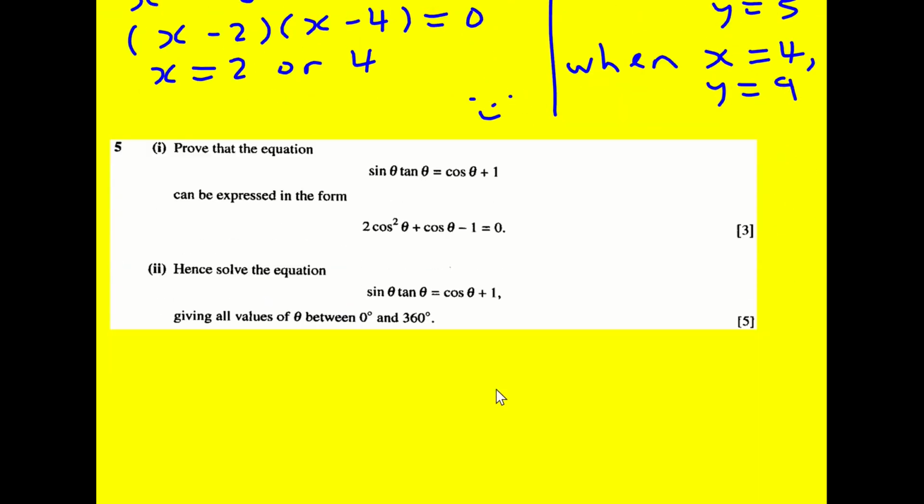Okay, number 5 is this trig question. First of all, go from this one here to this one here by proving it. So let's start with sine theta. Because there's no sines or tans in the answer, I think the first thing to do is just get rid of that tan. Write tan theta as sine theta over cos theta. They are equivalent.